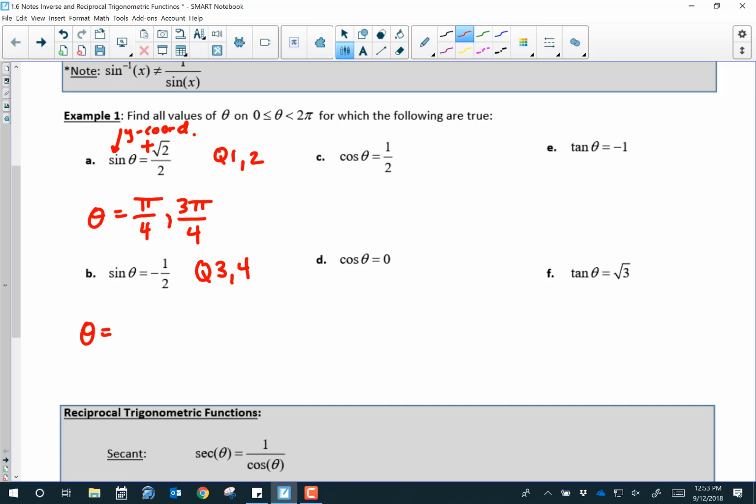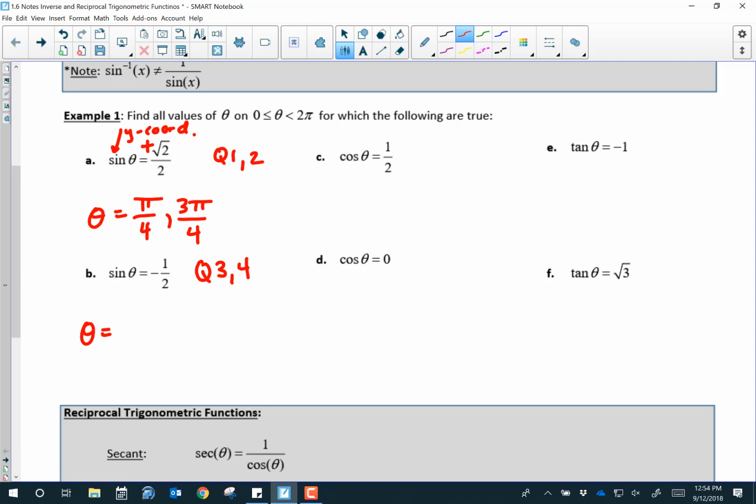When is the y coordinate 1/2? Sarah? Pi over 6. Okay, so the y coordinate is equal to +1/2 at pi over 6. Does that make sense? If you don't believe me, look at your unit circle, right? Because the sine of pi over 6 is equal to 1/2, correct? Sine of pi over 6 is equal to 1/2, yes?